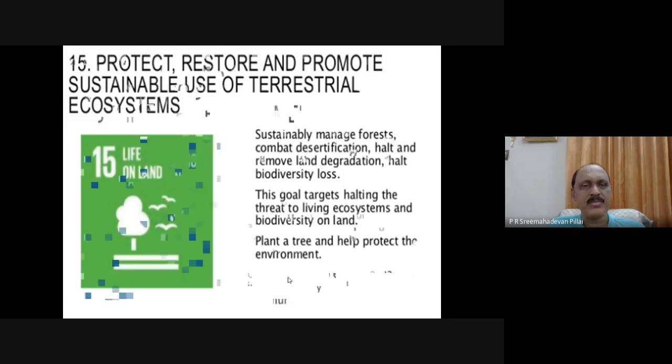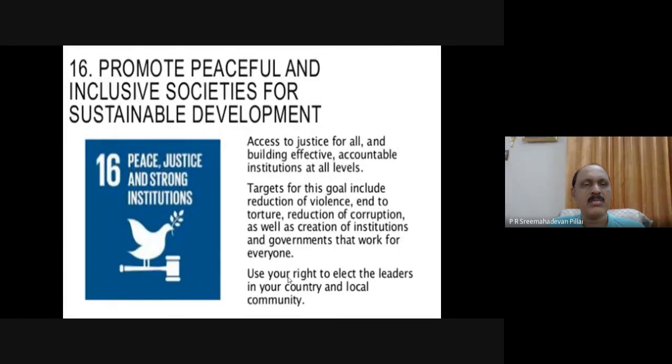See the next slide. Promote peaceful and inclusive societies for sustainable development. See, peace among the societies is peace among the world. We getting divided into castes, creeds, polities, economies, that is a dangerous thing.